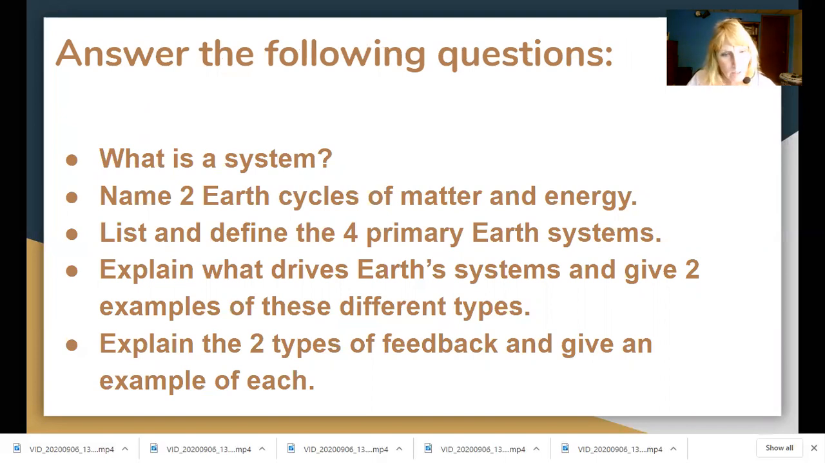What is a system? Name 2 Earth cycles of matter and energy. List and define the 4 primary Earth systems. Hint, hint, they have the word sphere in them. Explain what drives Earth systems and give 2 examples of these different types. Think about the big word with an E in it, not the Earth word, but the other E word. And explain the 2 types of feedback and give an example of each. Be able to give an example and explain that.